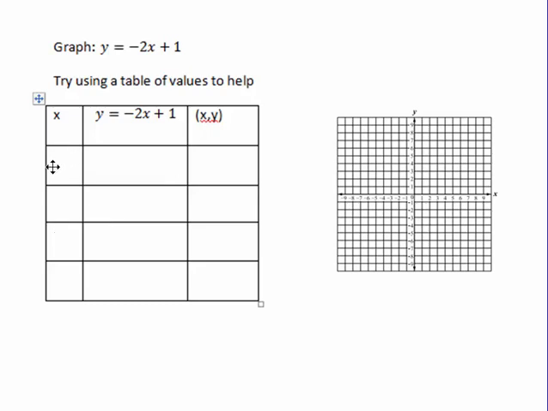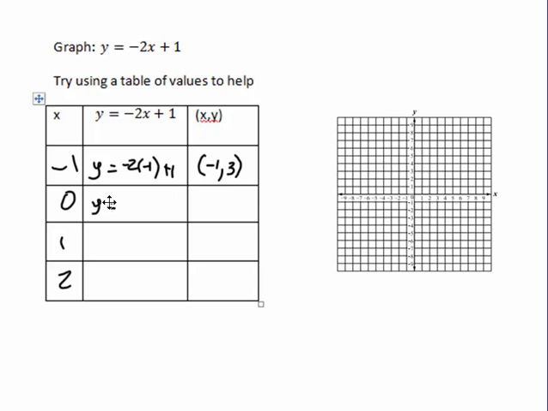So let's try some numbers here for x. So I'm going to do negative 1, 0, 1, and 2. So I'm going to let x equal these numbers, and I'm going to plug them in here and figure out what I can get for y. So when I plug a negative 1 in here for x, I get y equals negative 2 times negative 1 plus 1. And negative 2 times negative 1 is a positive 2, and 2 plus 1 is 3. And that's going to be my y value. So my xy pair is going to be negative 1 comma 3.